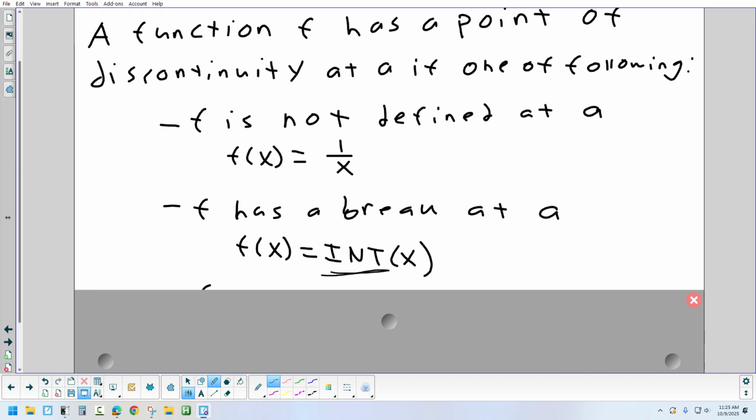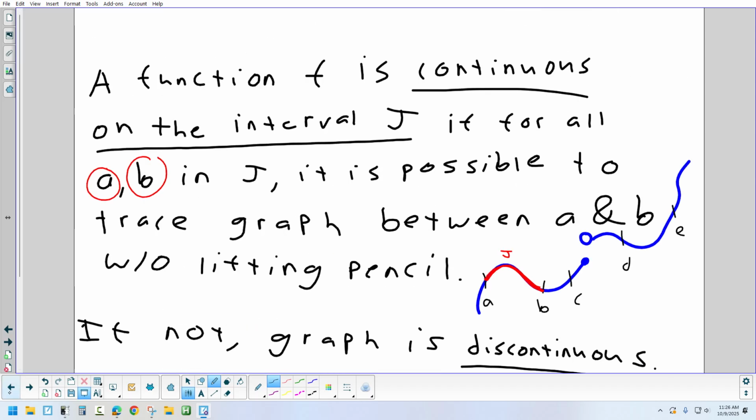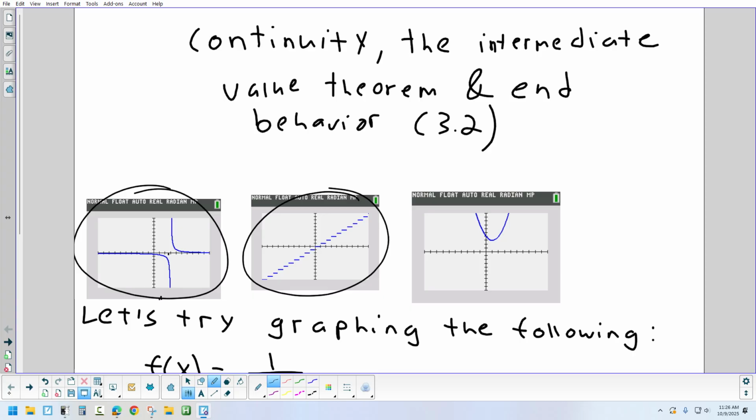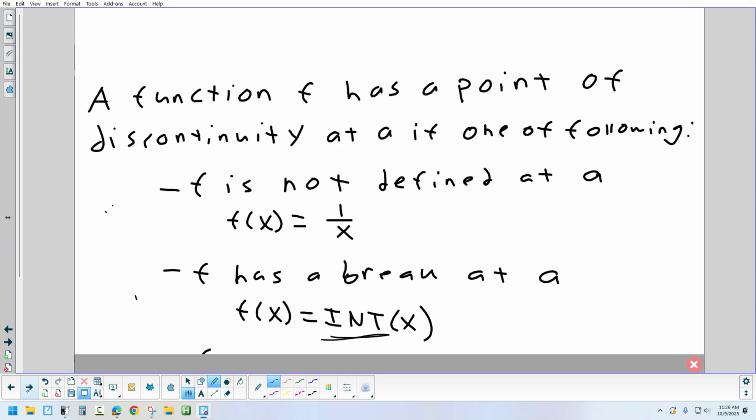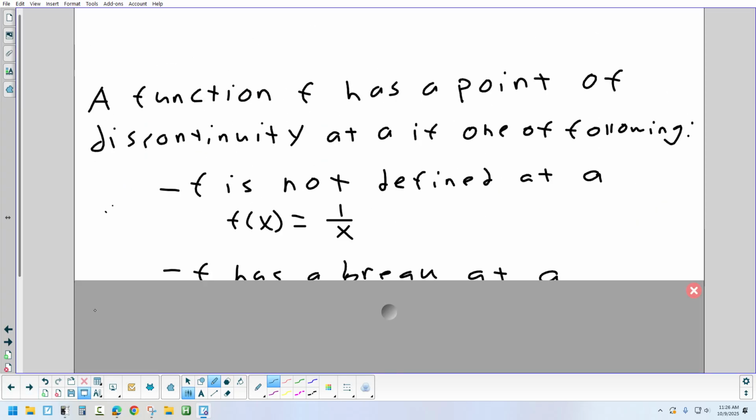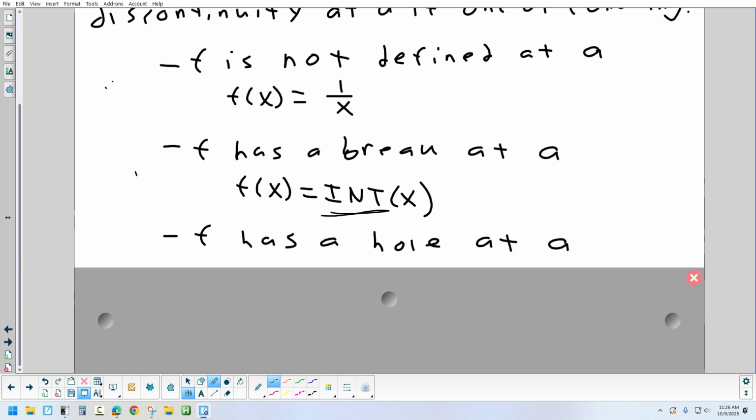So we can have a value that's undefined. We can have breaks in the graph. Both of these are very easy to see. You look at the picture, there's no question those are discontinuous. The third type of discontinuity is impossible to see. It's called a hole. You have a hole in a graph. The only way that you can know your graph has a hole in it is if you have the original problem and you can look at that.